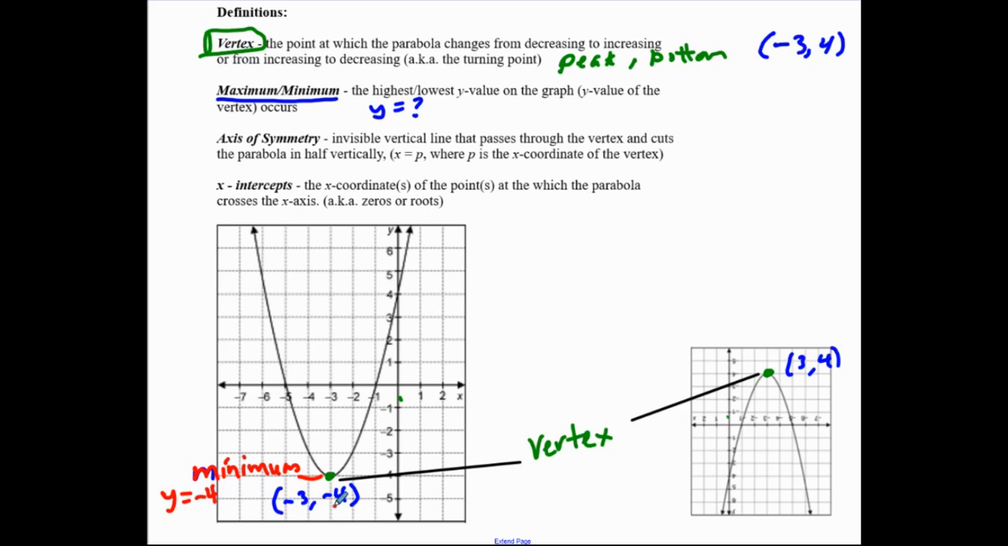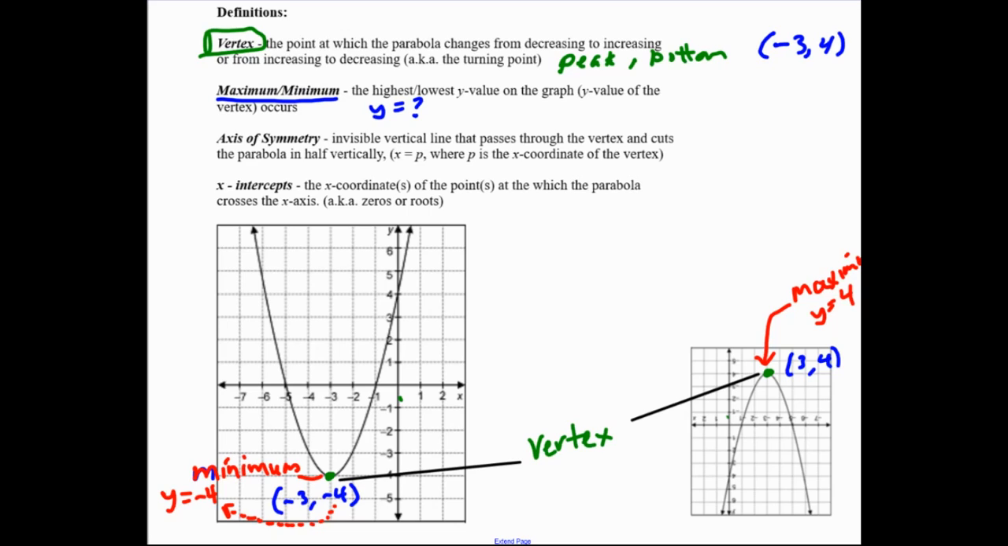It's only the y value we're worried about. This one is a maximum, y equals 4. So really not hard, you're just picking the number from the vertex.